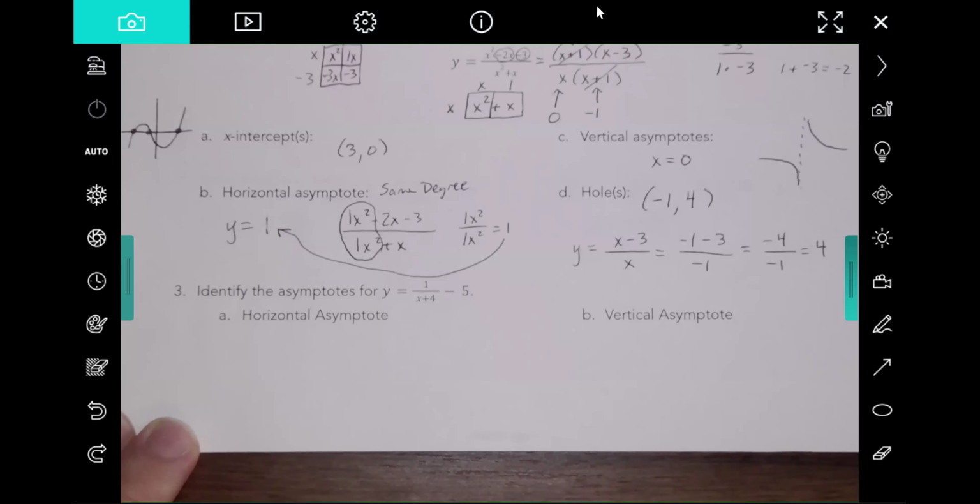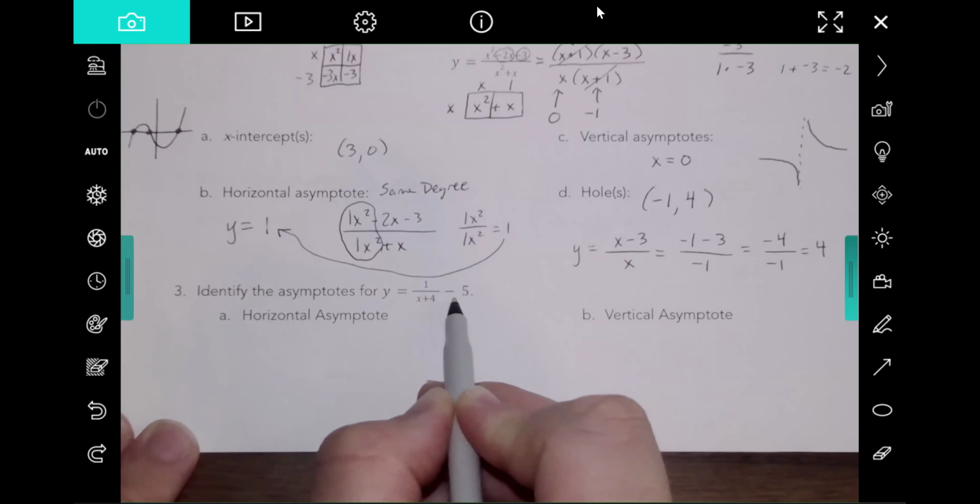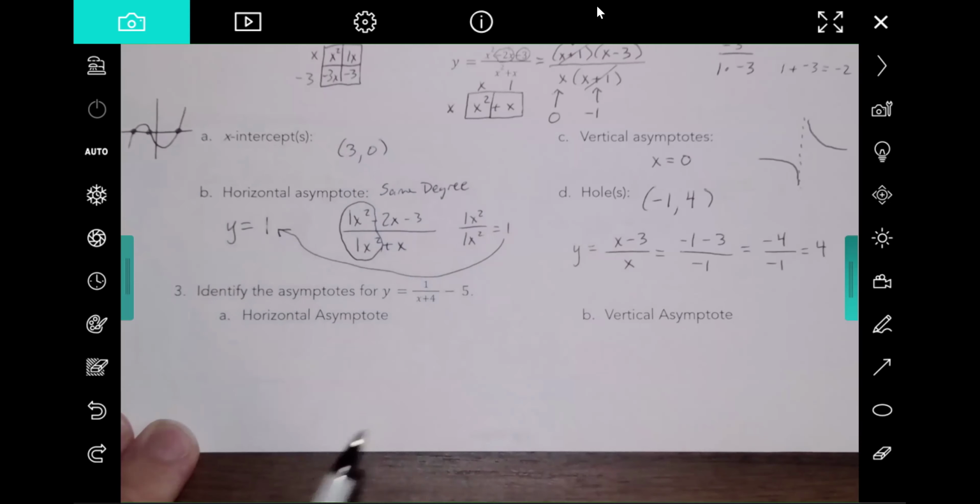Problem number 3 tells us to identify the asymptotes for y equals 1 over x plus 4 minus 5. This one's a little bit different. We don't normally have, or we haven't seen many that have an additional constant added or subtracted on the end, but that's okay. We'll see exactly how this impacts the graph here in a moment.